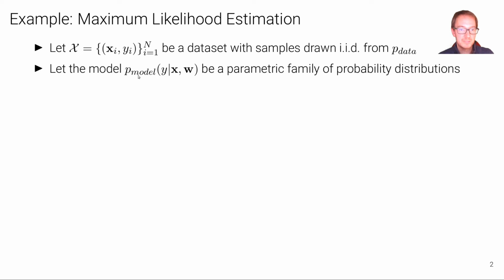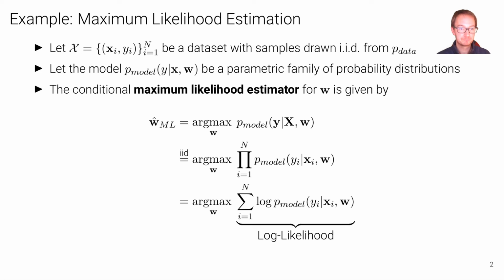Let the model distribution P model of Y given X and parameters W be a parametric family of probability distributions, right? So we have now a model that makes predictions Y given inputs X, new inputs that haven't been observed before, and the parameters we call W. That's what we want to optimize. Then the conditional maximum likelihood estimator for W is given as follows.